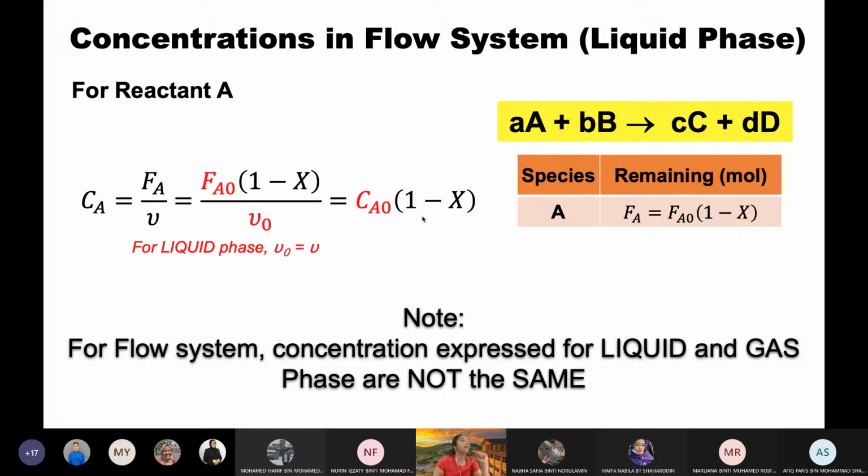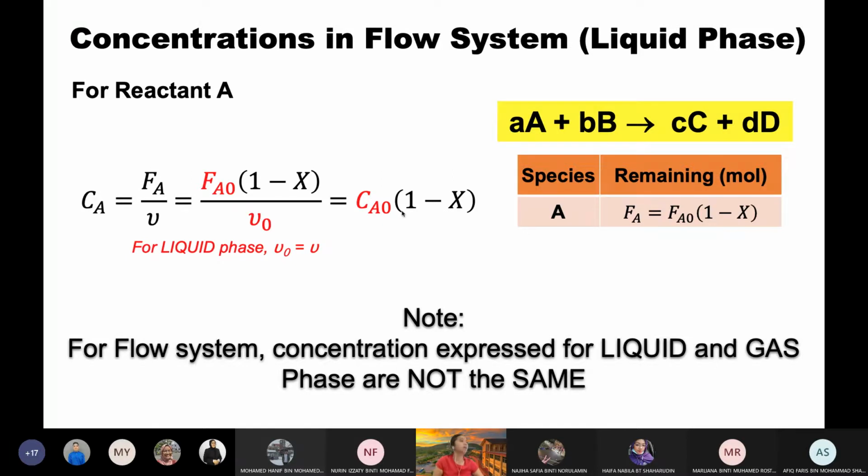CA akan sama dengan CA0 in bracket 1 minus X. Okay, that's the part that I want to point out. Walaupun cara nak sampai ke expression tu berlainan, but the final expression for the concentration of flow reactor liquid sahaja akan sama dengan batch reactor. Okay, itu persamaan dia, right?